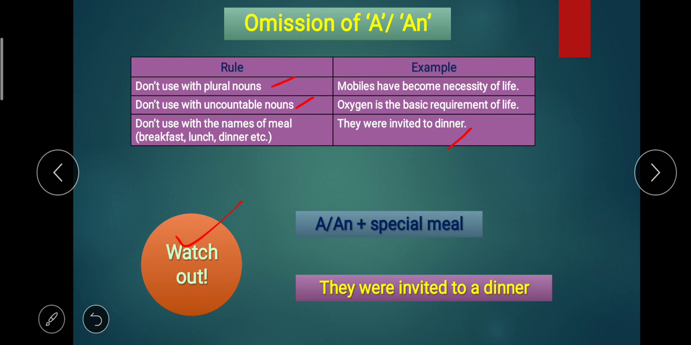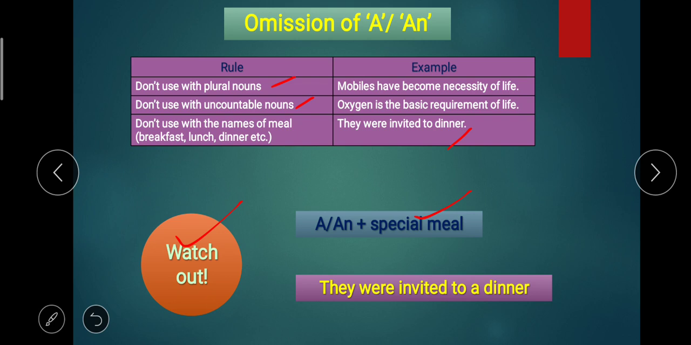It means it's quite simple: ordinarily the person was invited, with no specific reason. But if we talk about a special event, a or an is used before the special meal. When we are organizing a feast, a party, or some function, then we have to use a or an before the name of that meal, whether it is breakfast, lunch or dinner. Like, they were invited to a dinner.